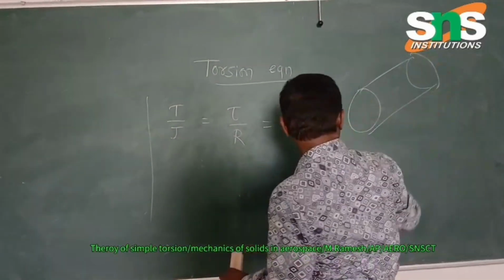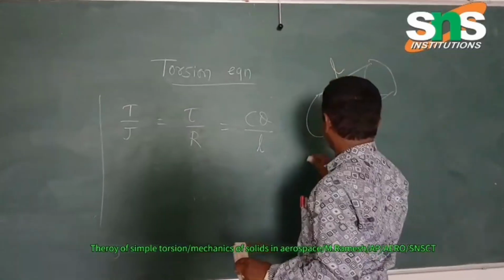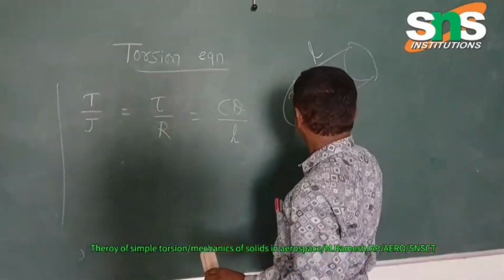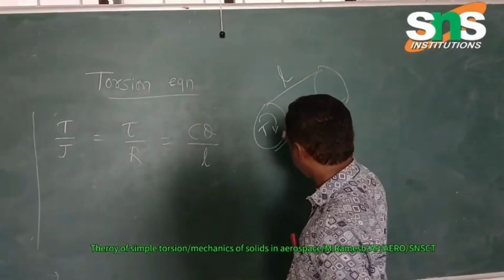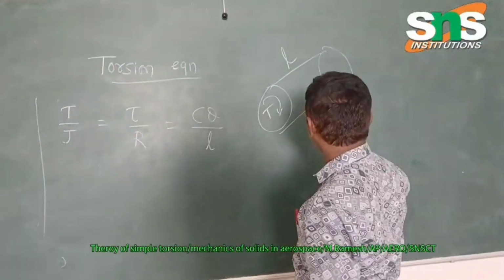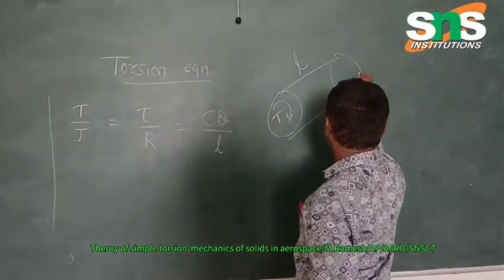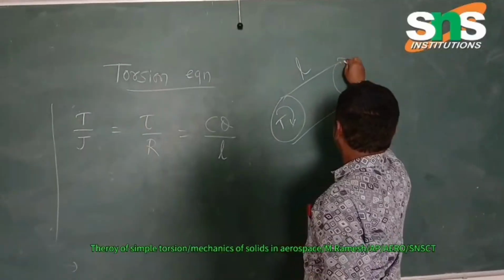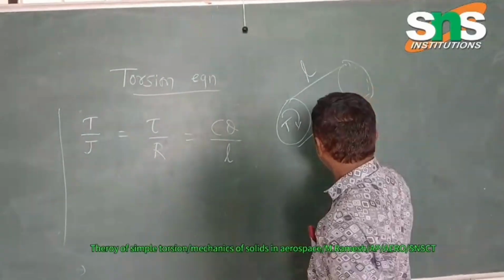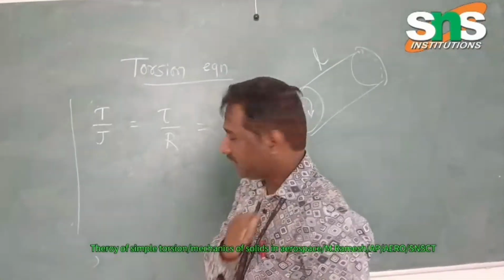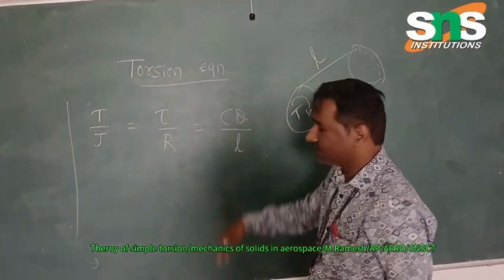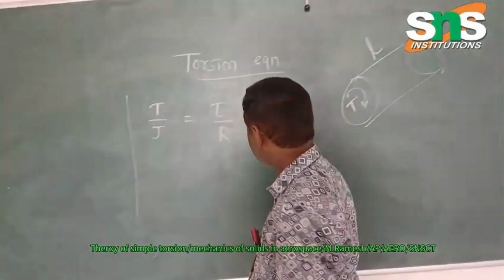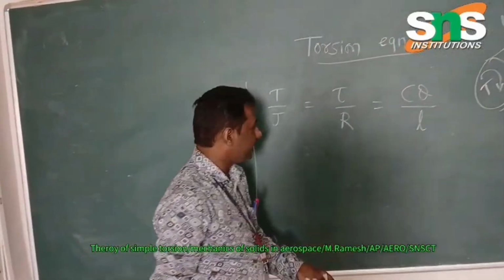So this is the shaft having a length, and due to the torque applied, it will rotate. There will be an angular deformation, finally resulting in an angle. That is the theta here, and L is the length of the shaft.